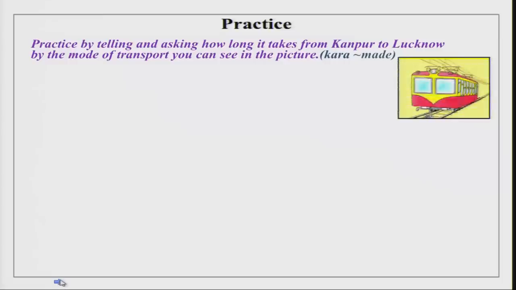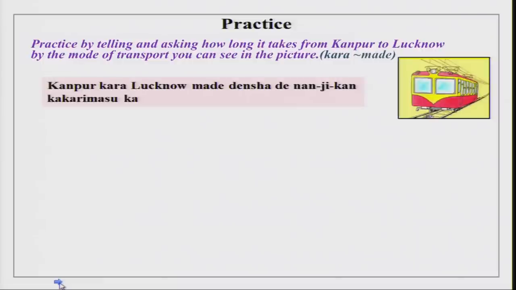You can see a picture of a train over here. Well, Kanpur kara Lucknow made, densha de nanji kan kakarimasu ka? So, this is a question you can ask, you can inquire. So, well, the answer would be nijikan desu. Kan you have done earlier, kan means span of time, period of time, nijikan desu.